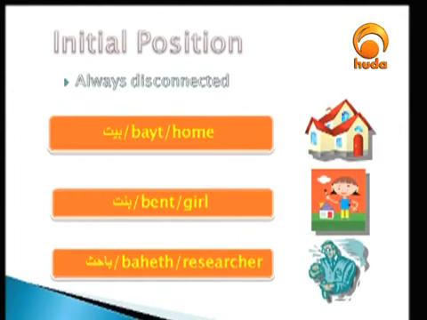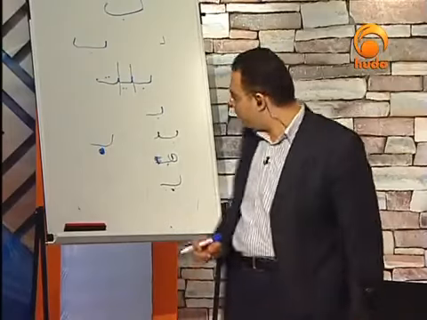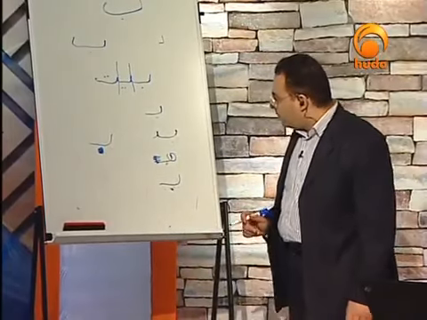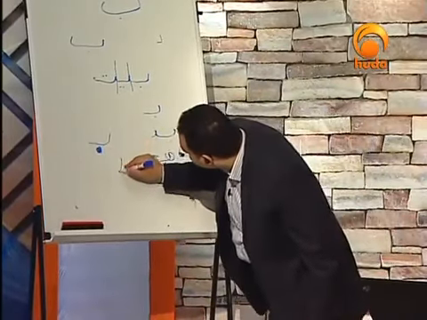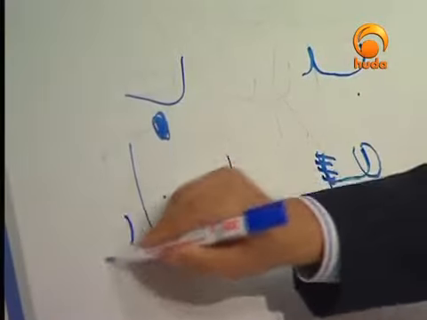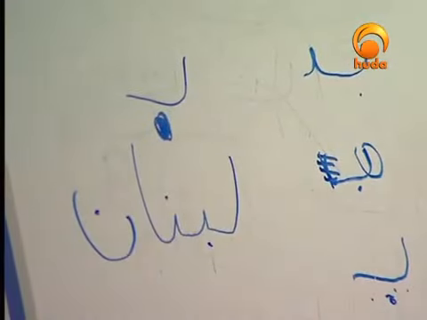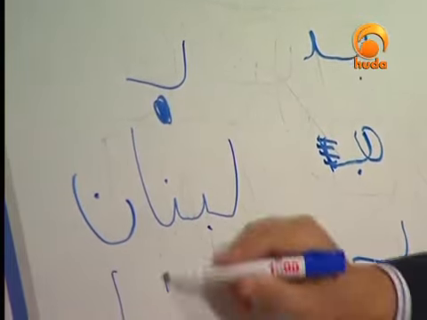Anyway, this is when it comes in initial position, it's always connected. How about in the medial position? Always connected. Let me give you one example here. The word Lebanon, which means in English, Lebanon. It's the name of the country.